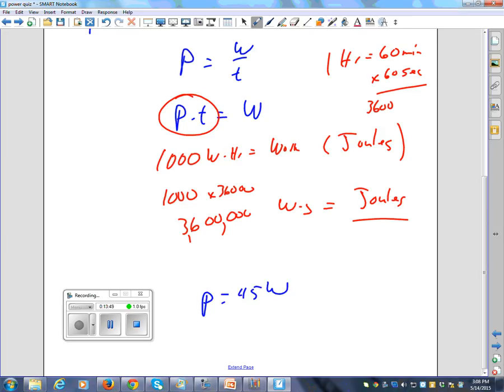So if you ran it for an hour, it would be 45 times 60 seconds times 60. Someone do that for me? 162,000. 162,000. Yeah. So that would be 162 kilojoules if you ran it for an hour. So 162 times 7 cents would cost you a couple dollars, I guess, for an hour.